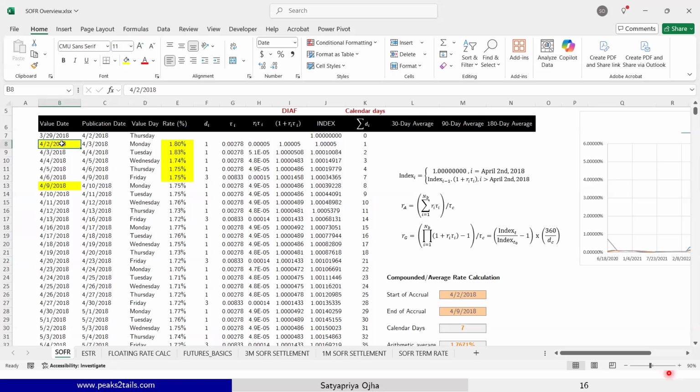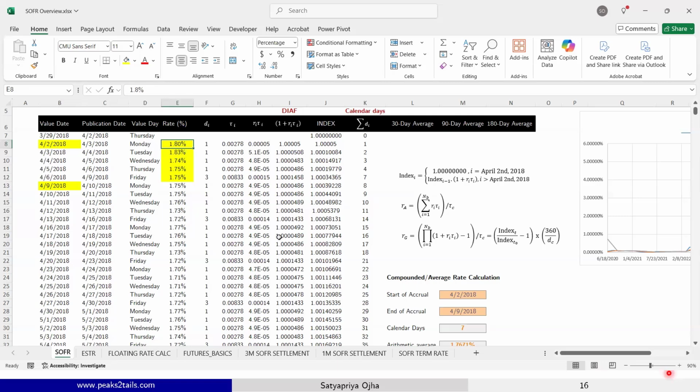2nd April transactions, right? The SOFR rate for this date was published on 3rd April. This particular day is a Monday, okay, and the rate was 1.8%. That is the first SOFR rate that was published back in 2018 April.